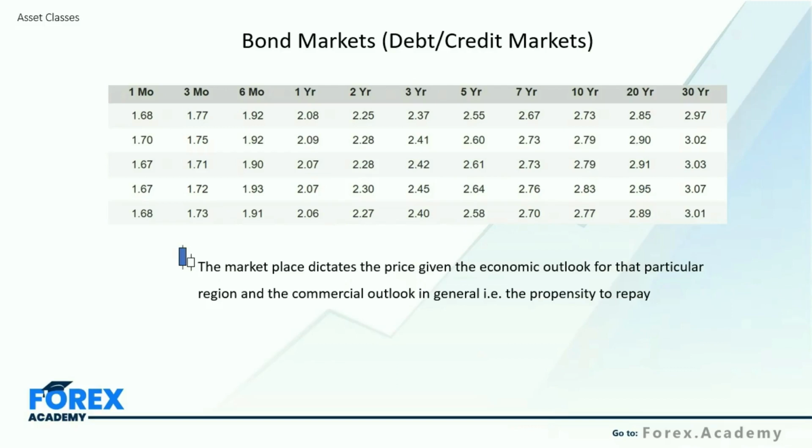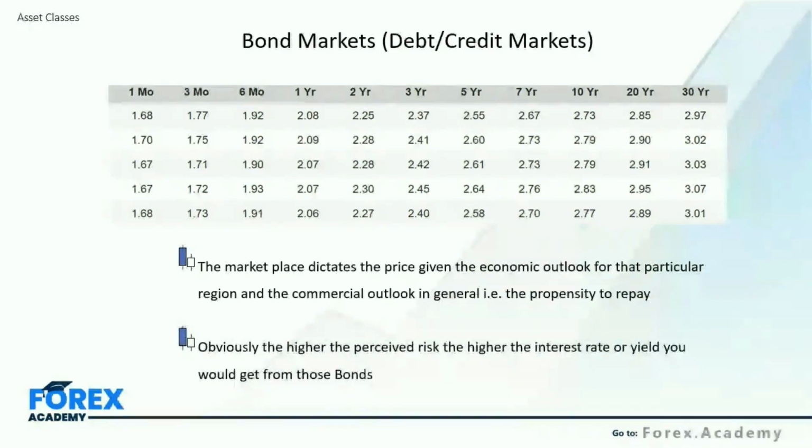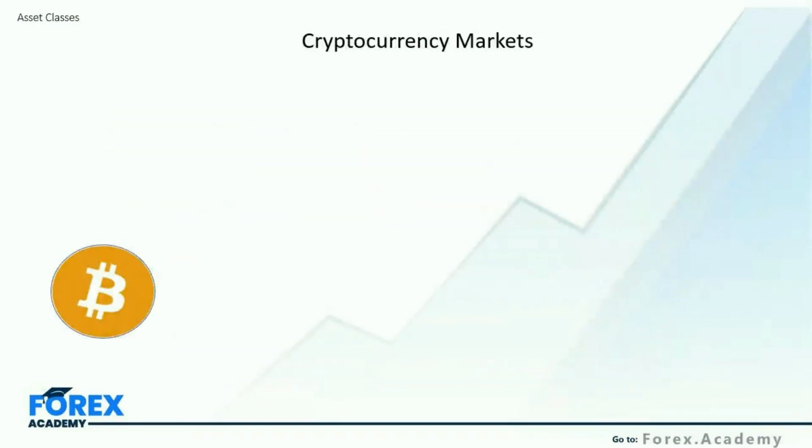And if there's a strong likelihood for an economy like the US to continue to grow and strengthen over the longer term, then the more risk-free that particular trade becomes, because the likelihood of the US defaulting on its debt is perceived to be very, very low, which is why these interest rates are often quite low as a result. Obviously, the higher the perceived risk, the higher the interest rate or yield you would get from those particular bonds. So that's another thing to take on board. Okay, so that's just a very brief overview of the bond markets.